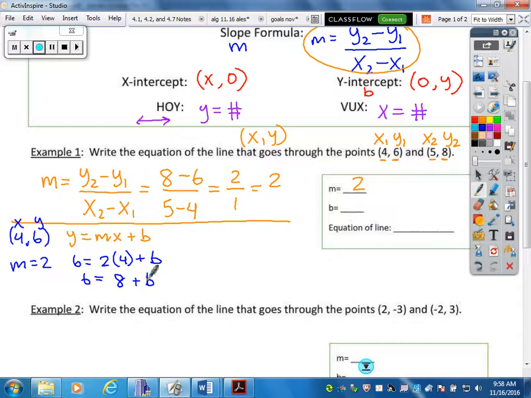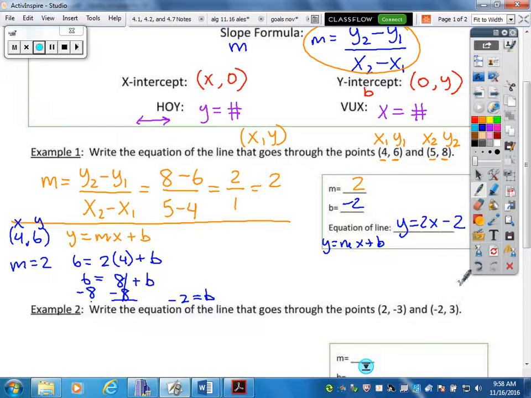I want b by itself, so let's move this 8 over by taking away 8 from both sides. Right, that will cancel this out. 6 minus 8 is -2. So I'll write over here negative 2, that's my 6 minus 8, equals, and then we're left with b. So there's my b value, negative 2. So the equation of this line, if we plug in m and b into slope-intercept form, is y equals 2x minus 2.